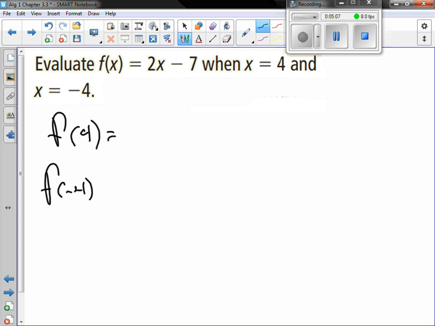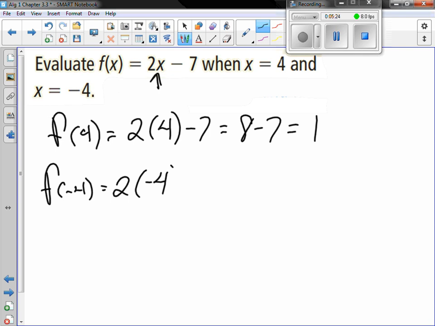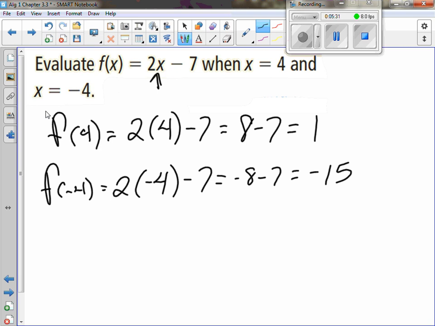So for f of 4, we're replacing x with 4. It'd be 2 times 4 minus 7. Well, 2 times 4 is 8, and 8 minus 7 gives us 1. Negative 4 is going to be the same, except this time we're plugging in negative 4, which would be negative 8 minus 7, which is negative 15. So f of 4 is 1, and f of negative 4 is negative 15. That's all we need to do for these. Questions on either one of these?